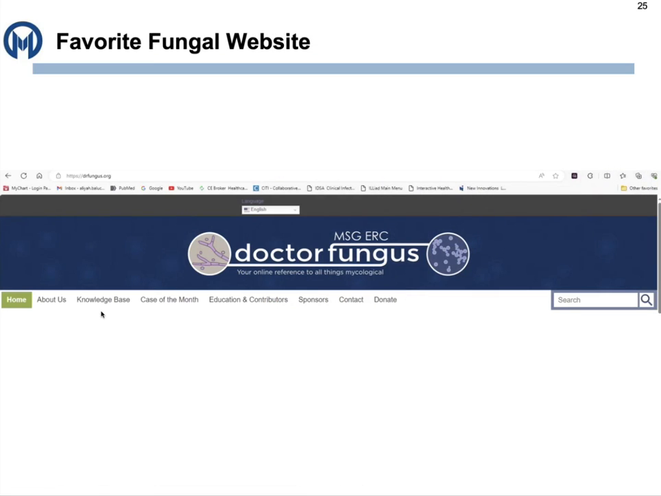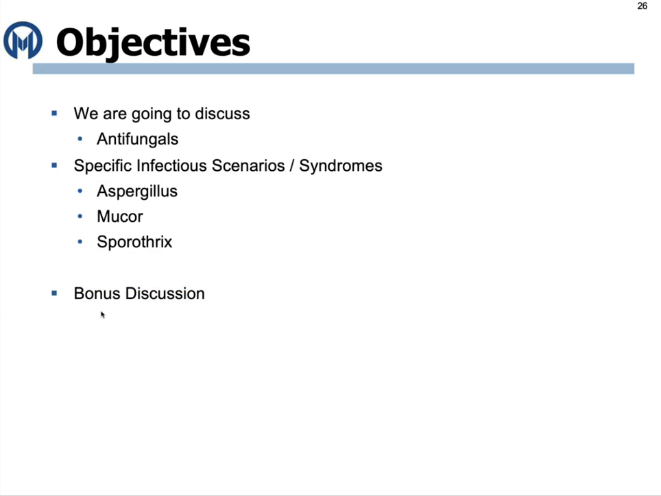I love a good Dr. Fungus reference. This has very good information and very good cases. So if you want to see multiple cases, Dr. Fungus has a case per month with the overall case, like the imaging, and then the micro cases. So a very good reference. And then we went through a bunch of these different things.